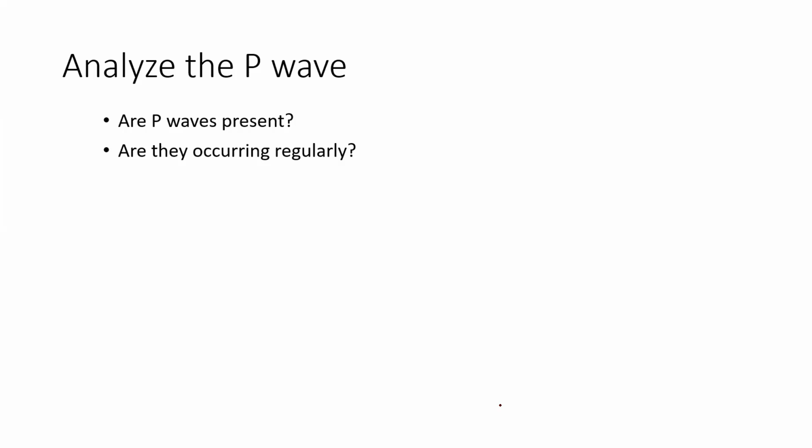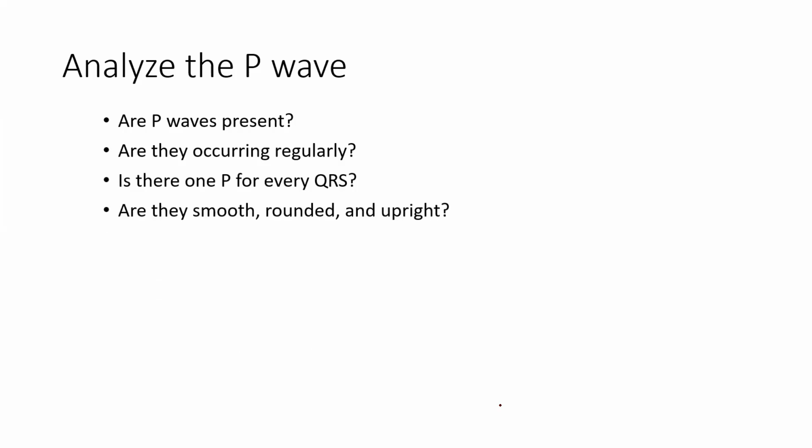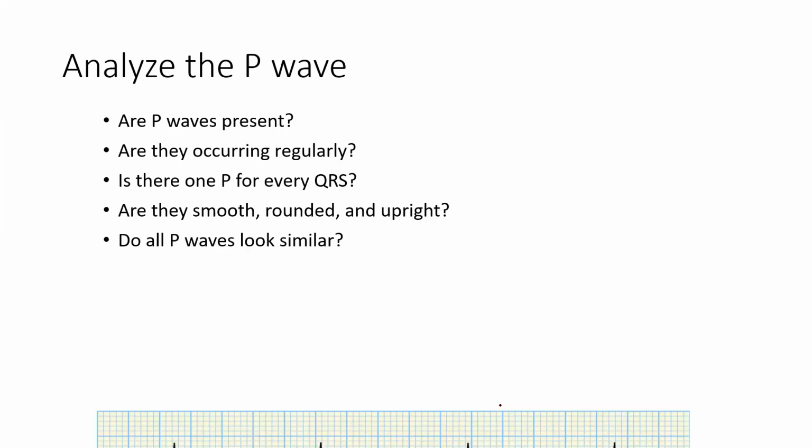So we need to make sure that there is a partner A that goes along with the partner B almost every time. And that's to this point, which is, is there one P for every QRS? Are they smooth, rounded, upright? Are they peaked? Either way, no matter what the answer is, it should always come down to, do they look the same? Okay, which is what that one's asking you.